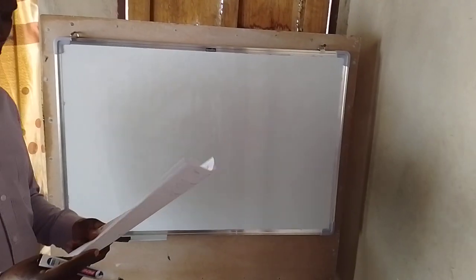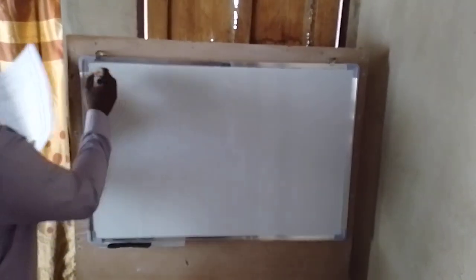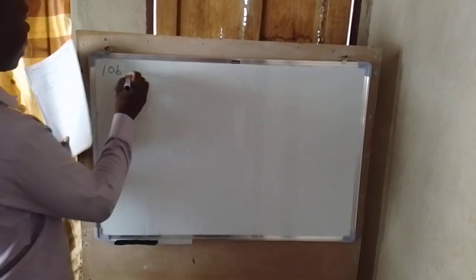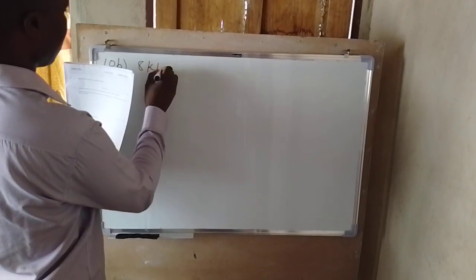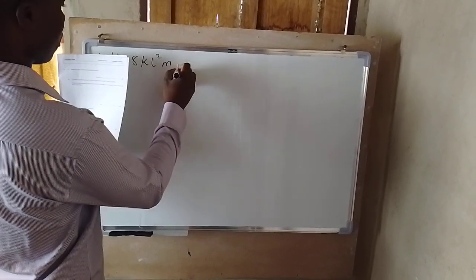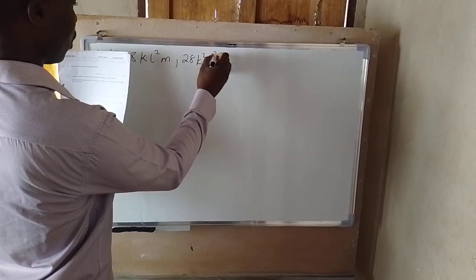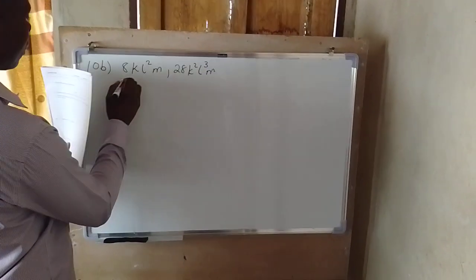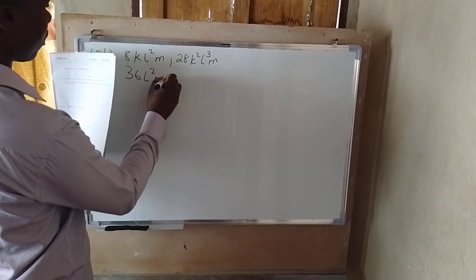Good morning, viewers. We are going to continue with our paper on number 10b. Number 10b says find the highest common factor of 8 k l squared m, 28 k squared l cubed m and 36 l squared m n.